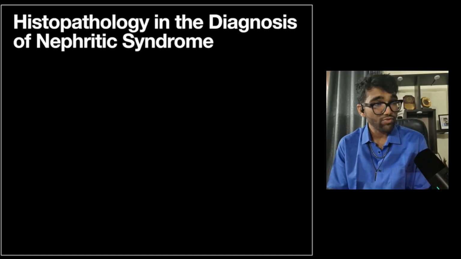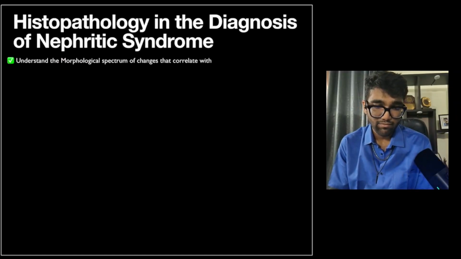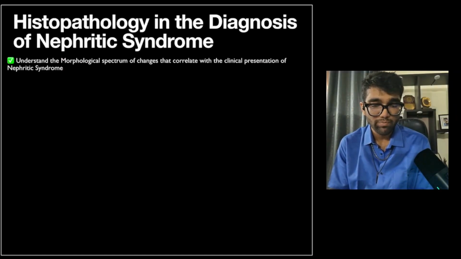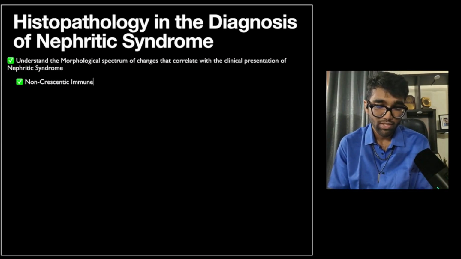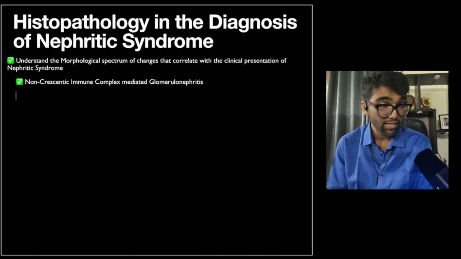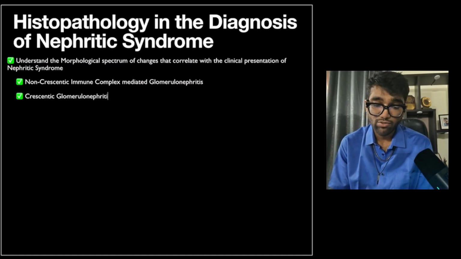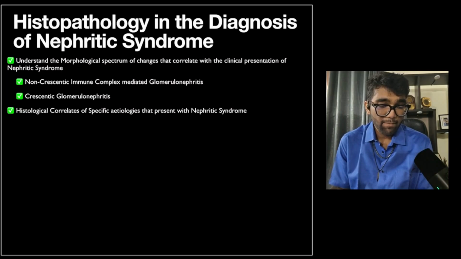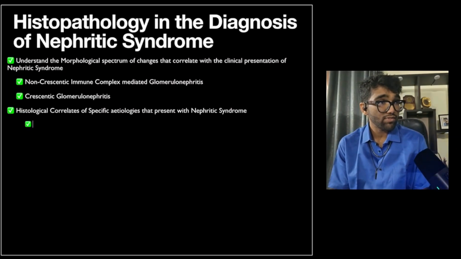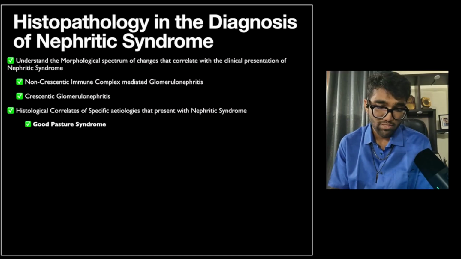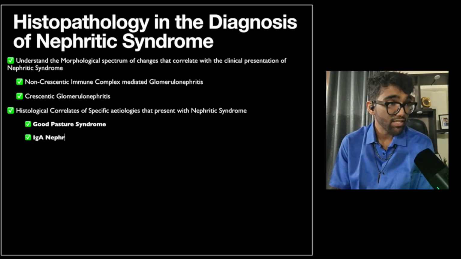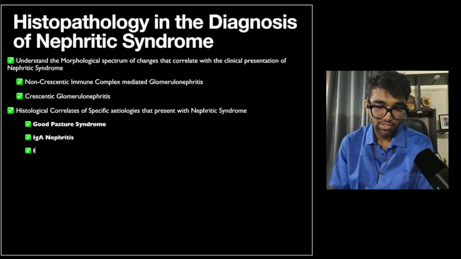So as of now, I've completed our understanding of the morphological spectrum of changes that correlate with the clinical presentation of nephritic syndrome. This includes non-crescentic immune complex mediated GN. It includes crescentic GN, and we've understood how these actually form a spectrum, a continuum. And we have understood the histological correlates of three specific disorders, that is Goodpasture syndrome, IgA nephritis, and infection-associated GN.